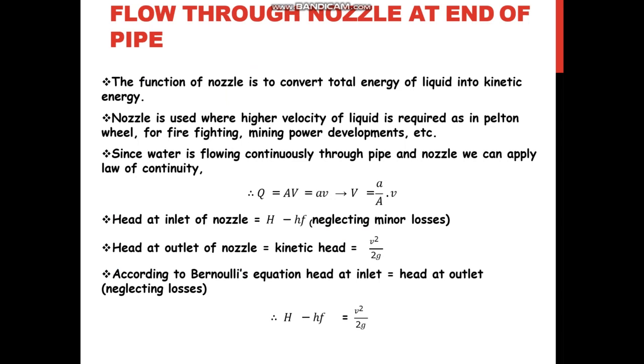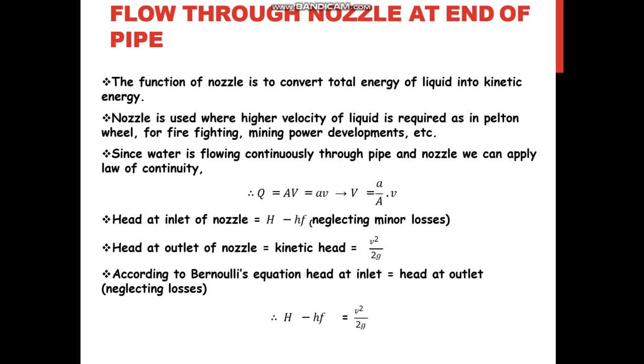As water is flowing continuously through the pipe as well as the nozzle, we can apply the law of continuity. That is, Q = A × V = a × v. Capital A and capital V represent the pipe. Small a and small v represent the nozzle.